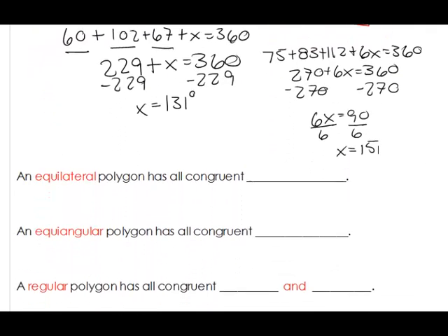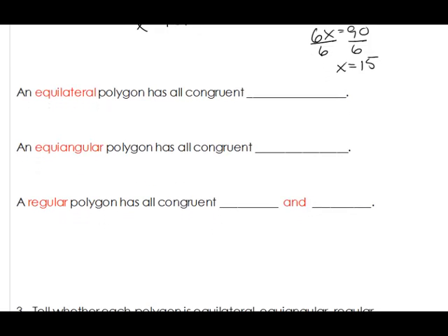Okay, next bit of definitions. These ones are going to sound really familiar. Okay, an equilateral polygon has all congruent. Well, equilateral was a word you learned to do with triangles, so equilateral with respect to polygons is the exact same thing. Equilateral means all the sides are congruent.